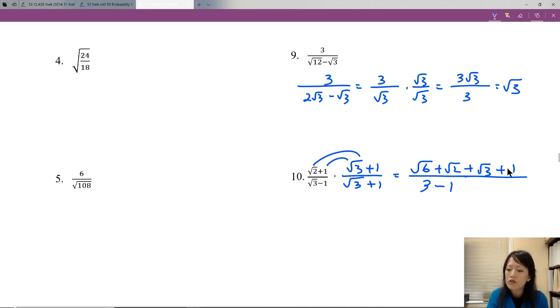Yeah, and then can I simplify those? They're all different. No, nothing on the top can go. So it's just going to be root 6 plus root 2 plus root 3 plus 1. Although it's ugly, that's it. That's all you can do. Okay, next one. Turn the page.